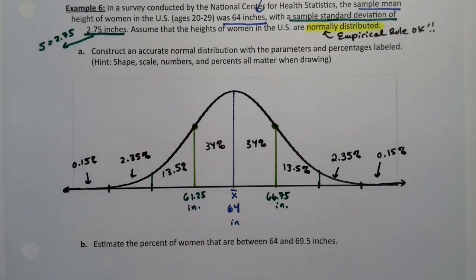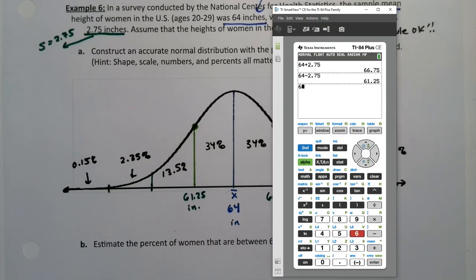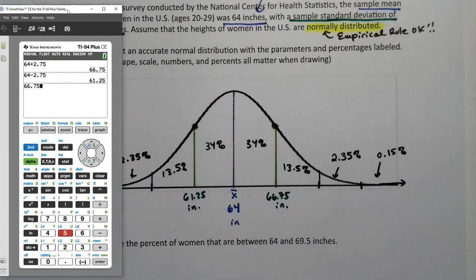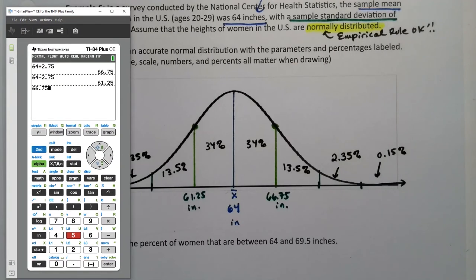So the last thing I have to do is figure out the rest of my numbers. So it's 66.75. Let me move this over. Plus 2.75.